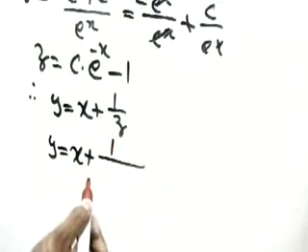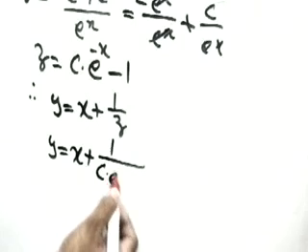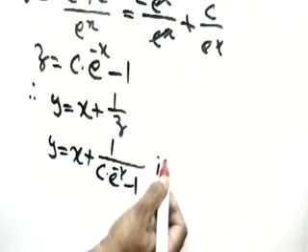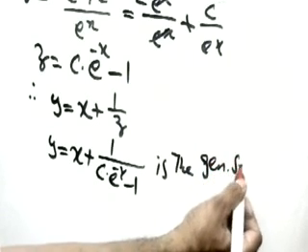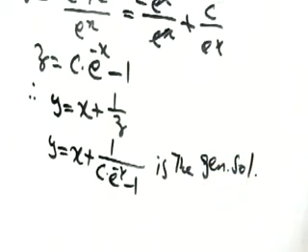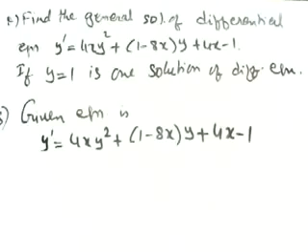y equals x plus 1 by z. The z value is c into e power minus x minus 1. This is the general solution. So let me do one more question. Now let me see the next question.